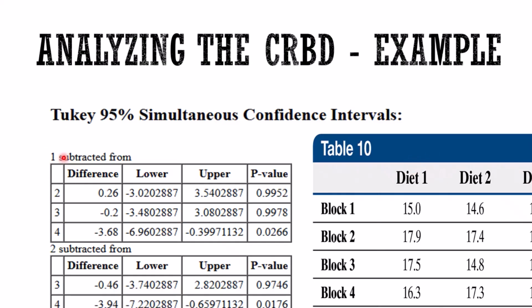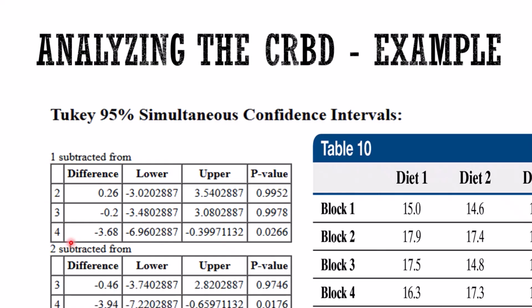And then the confidence interval for diet 1 and diet 4 is negative 6.9 on the lower end and negative 0.399 for the upper end. So this interval has the same sign for both ends, and that tells us it does not contain a difference of 0. So there is a difference between diet 1 and diet 4.